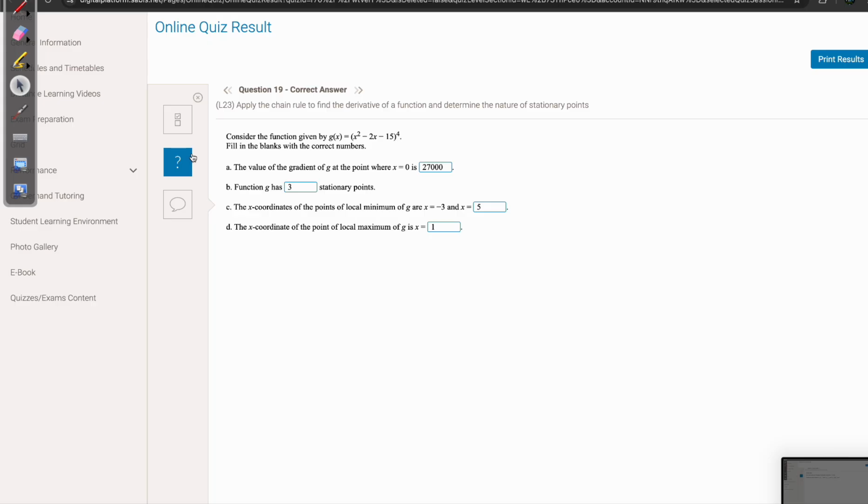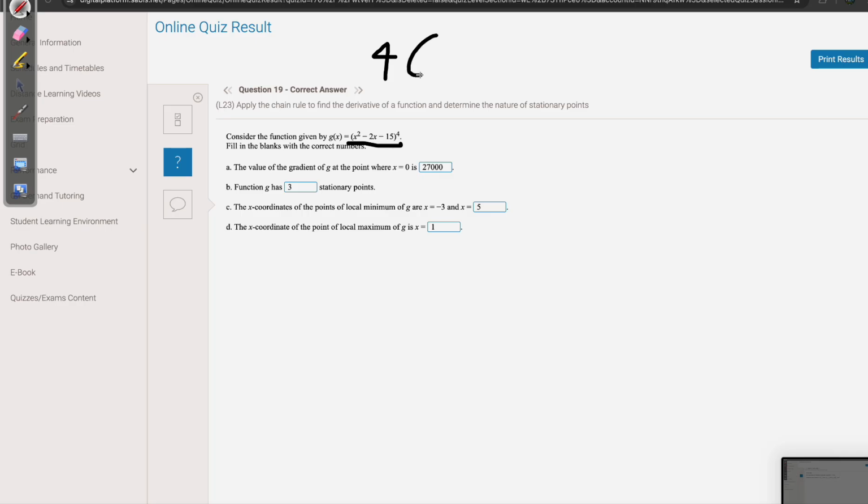Consider the function g of x equals (x squared minus 2x minus 15) to the power of 4. Find the value of the gradient where x is equal to 0. So the gradient is the derivative. We're going to differentiate this by using the chain rule.